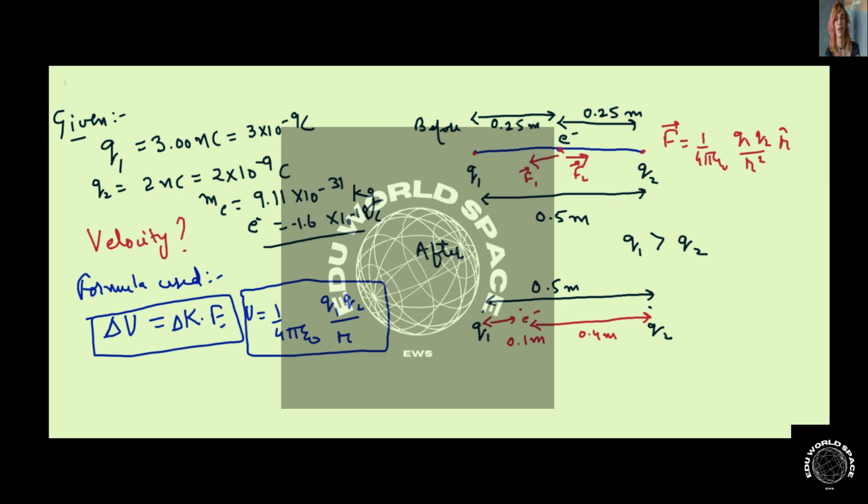Since this is a negatively charged particle, they both will attract. But Q1 is the higher charge, so the final force, the net force, will act towards this way. So the electron will move from this position to this position, somewhere towards Q1. So the question is, find the velocity when the particle reaches some distance here, and the distance between Q1 and the electron remains 0.1 meter. So the remaining distance between Q2 and the electron will be 0.4 meter, because the total distance between Q1 and Q2 is 0.5 meter.